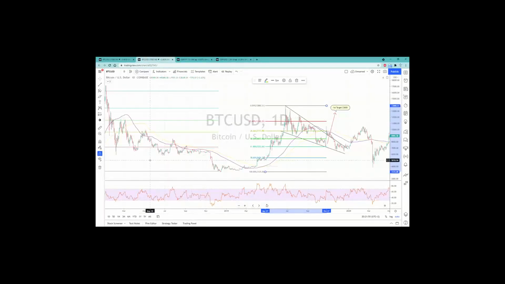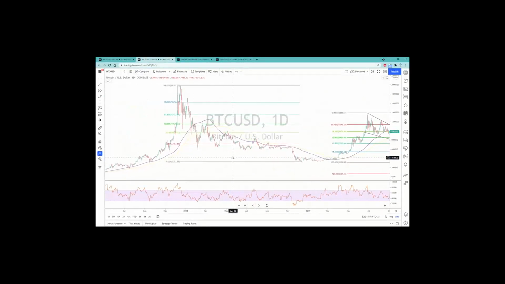Okay. So here on this Bitcoin chart, you can see this is where we had our Fibonacci tool on for this run from here to here. Okay. This run was over at some point. Now, we have a new run up from here to here.